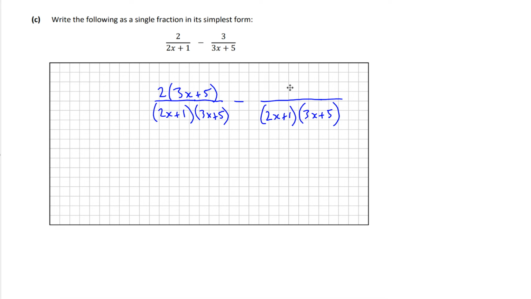Over here, the top is going to be, what did I multiply 3x plus 5 by to get this? Well, I multiplied it by this bracket, 2x plus 1. Okay, so now that I have a common denominator for both fractions, I can write it as one single fraction.